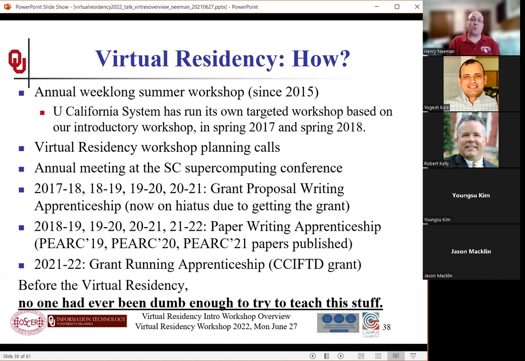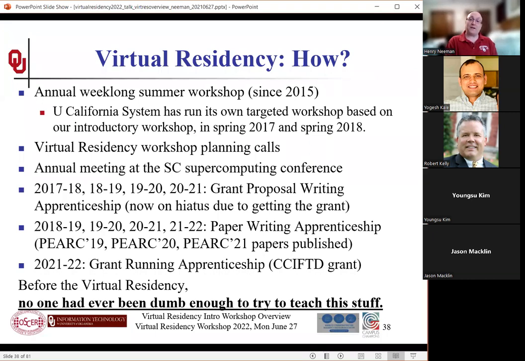Then we do workshop planning calls. We typically have a meeting at the SC conference. Now, the last couple of years, of course, because of COVID, we couldn't do that. But typically, that's a thing we do. We had for 4 years a grant proposal writing apprenticeship. It ran for 4 years because the proposal we were writing failed 3 times. And then in last year, we got the grant proposal from the NSF Cyber Training Program, and I'll talk about that in a little bit.